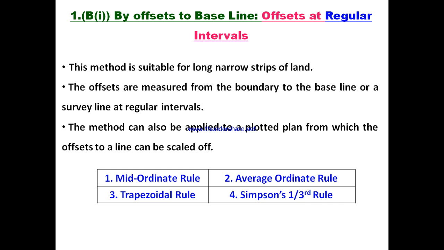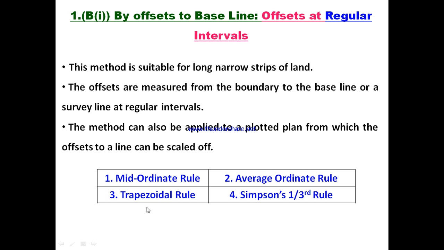So let's begin with this particular method where offsets are drawn at regular interval. This method is suitable for long narrow strips of land. The offsets are generally measured from the boundary to the baseline or a survey line at regular intervals, and this method can also be applied to a plotted plan from which the offsets to a line can be scaled off. What does this mean? For example, if we already have a plotted plan, then we can obtain offsets on our own by scaling the distance.